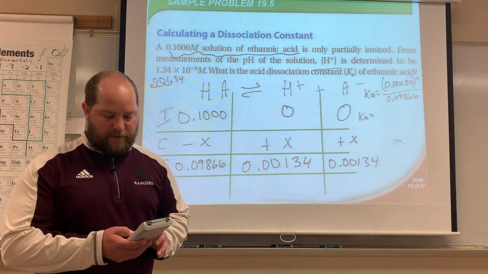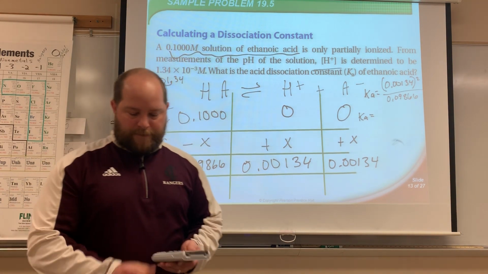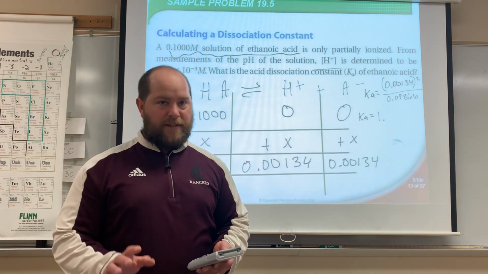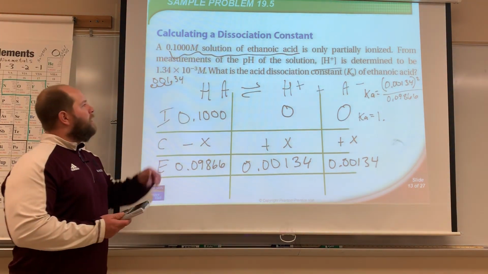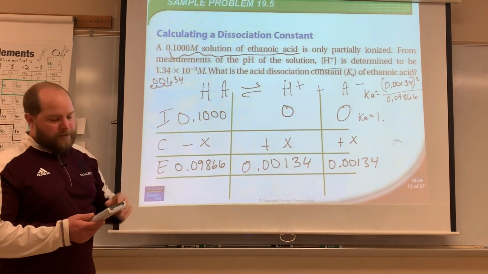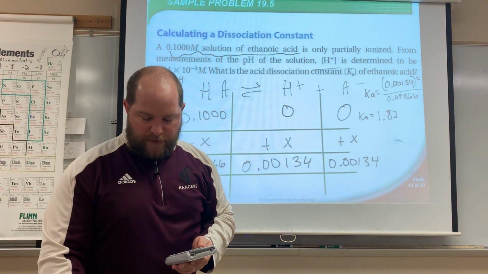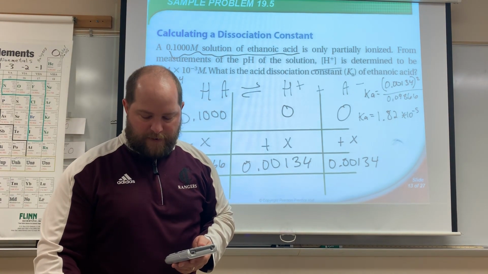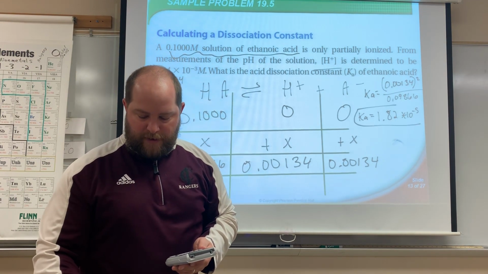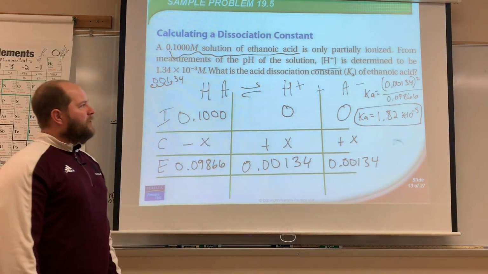0.00134 squared divided by 0.09866. I get a Ka. Now sig figs: I got 3 here, got 4 here, then round to 3. 1.82 times 10 to the negative 5th. That tells me the strength of that acid. So there it is, there's the Ka.